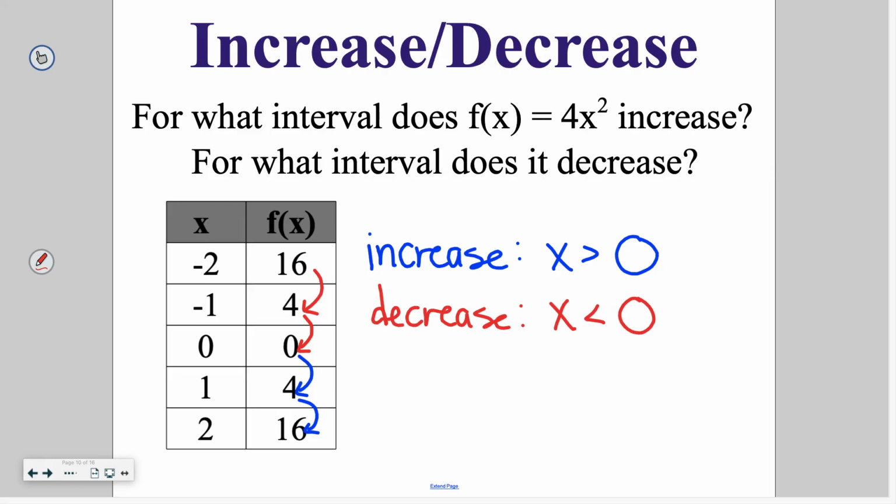So for all the numbers bigger than 0, 1, 2, 3, 4, these answer values, the f of x values, are going to keep getting bigger. For all of the numbers smaller than 0, -1, -2, -3, etc., our answers are going to keep getting smaller. So 16 to 4 to 0. So those are going down as you would look on the curve. We could see it was going down on the left side. We hit 0, and then it starts going up again.